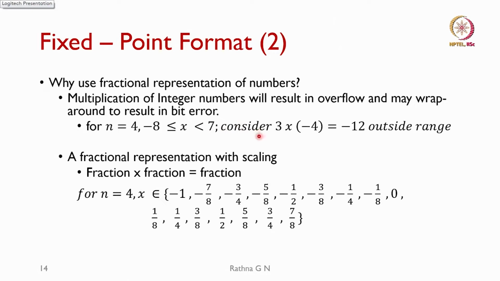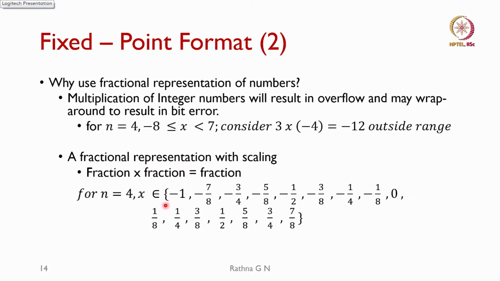So, consider the multiplication of 3 into minus 4. The result has to be minus 12, all of us know. You may wonder why I am talking about primary class multiplication. But as we can see, the range I can represent is between minus 8 and 7, so minus 12 is outside the range. Okay. Now the same thing if I represent in the fractional representation, I assume n is equal to 4.